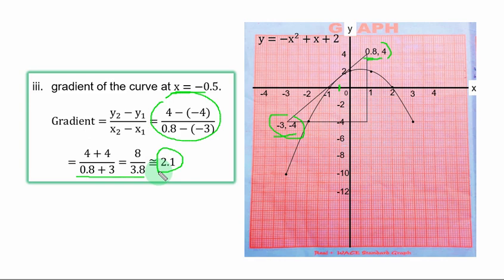The beauty of this is that if you extend your line from where I stopped and read the points more accurately, your gradient will be the same as the one obtained here.